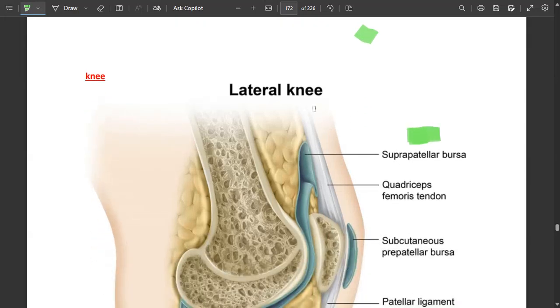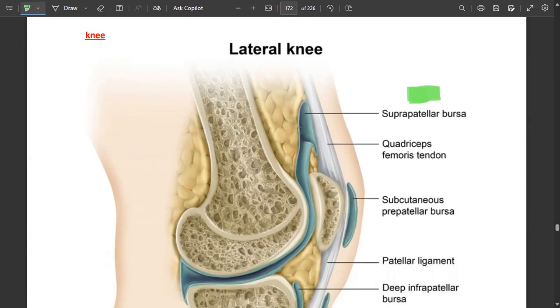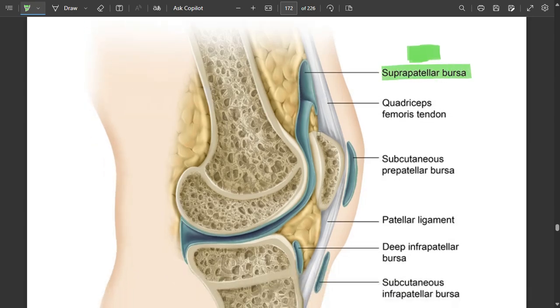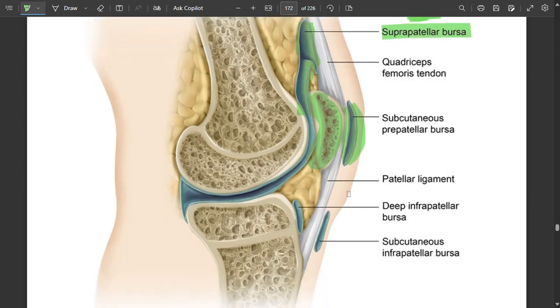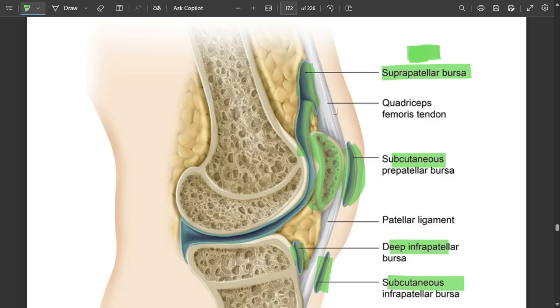Okay, let's look at the lateral knee. Here is the patella. This is the suprapatellar bursa, this is the subcutaneous prepatellar bursa, this is the deep infrapatellar bursa, and this is the subcutaneous infrapatellar bursa. These are the bursae present in the knee joint, and this is the quadriceps femoris tendon that attaches to the patella.